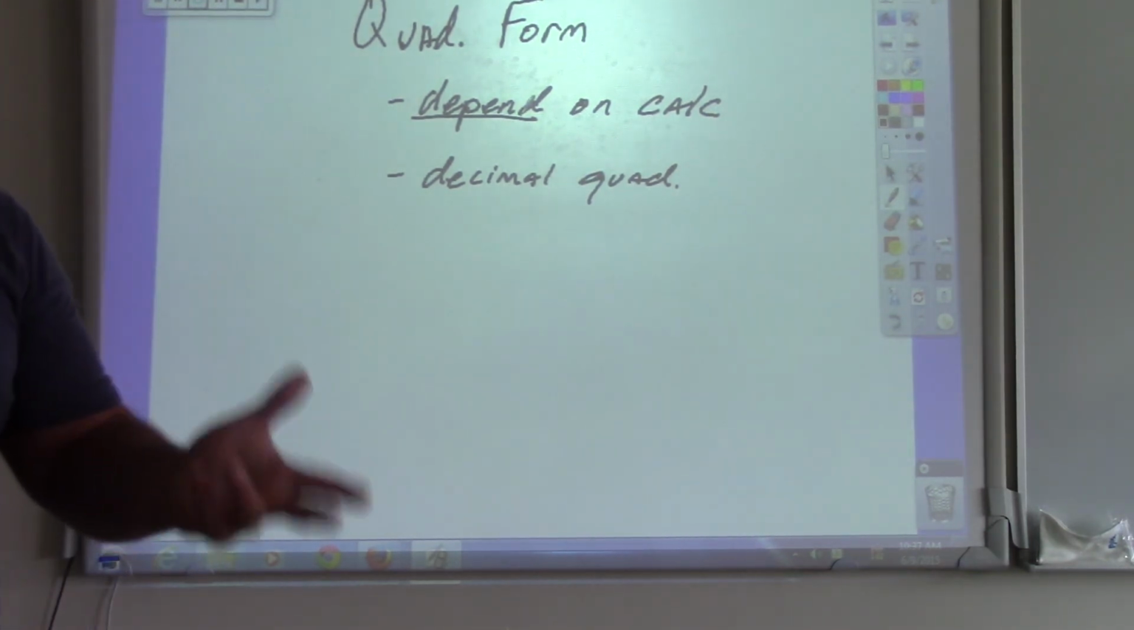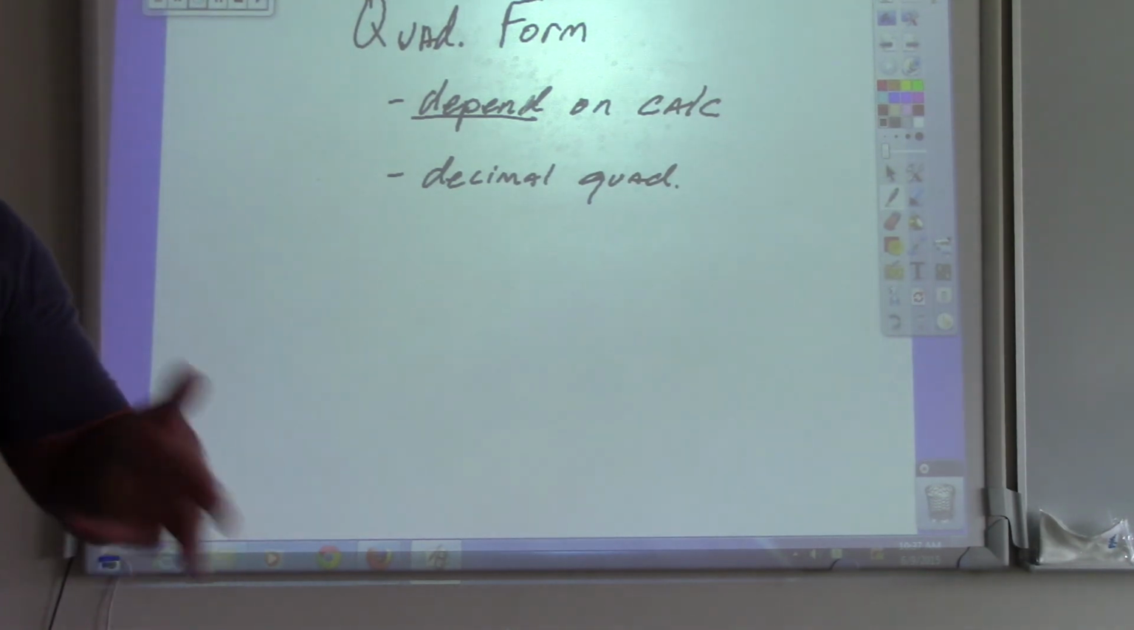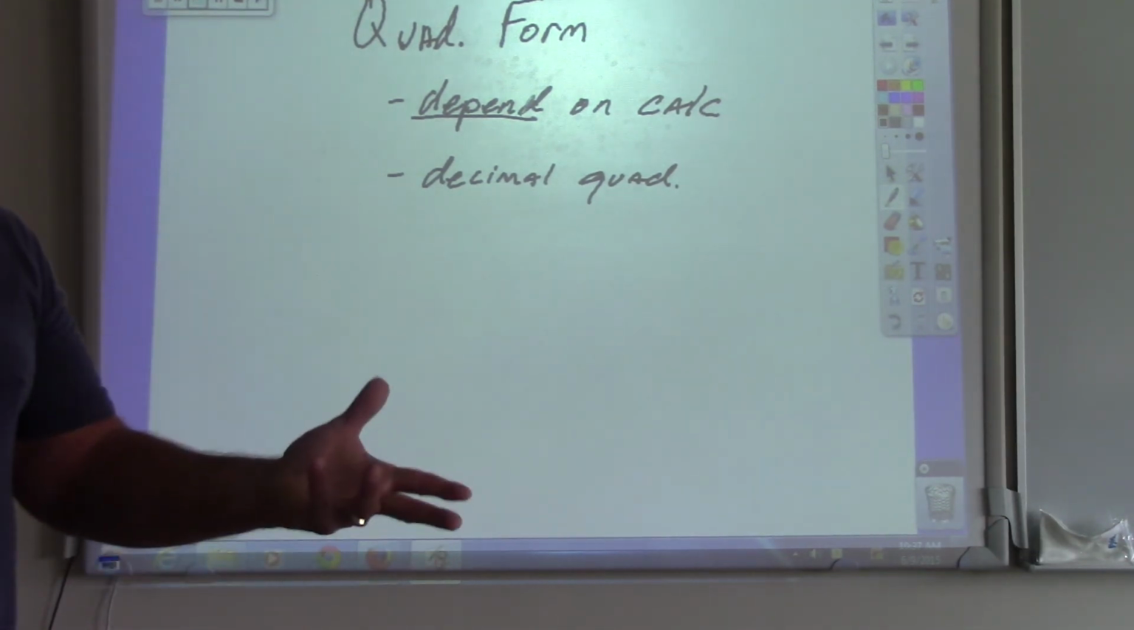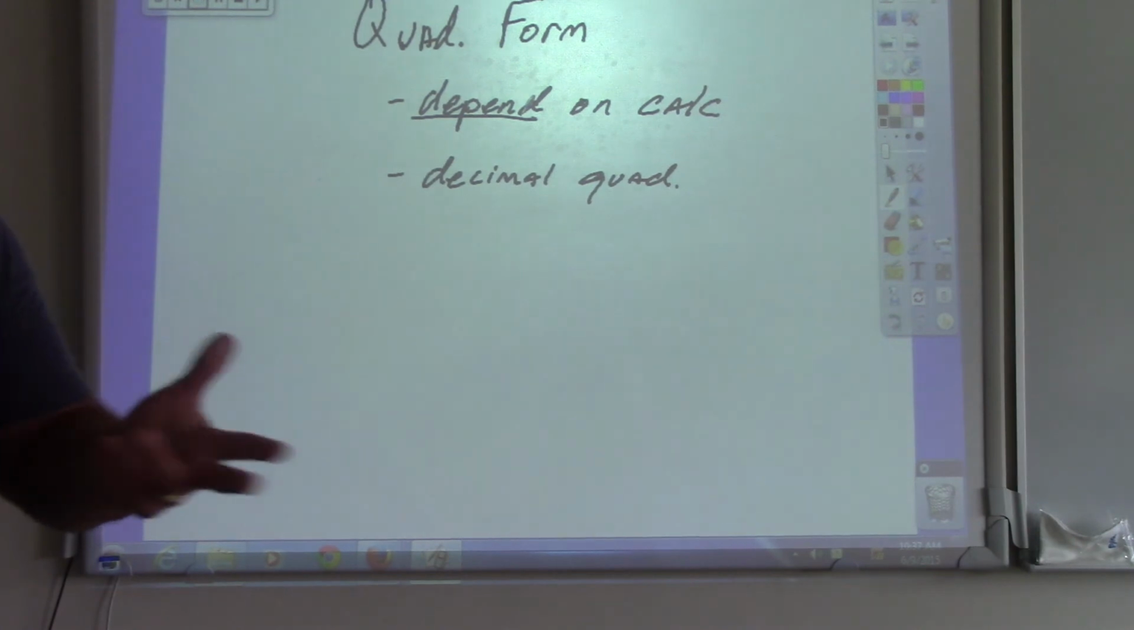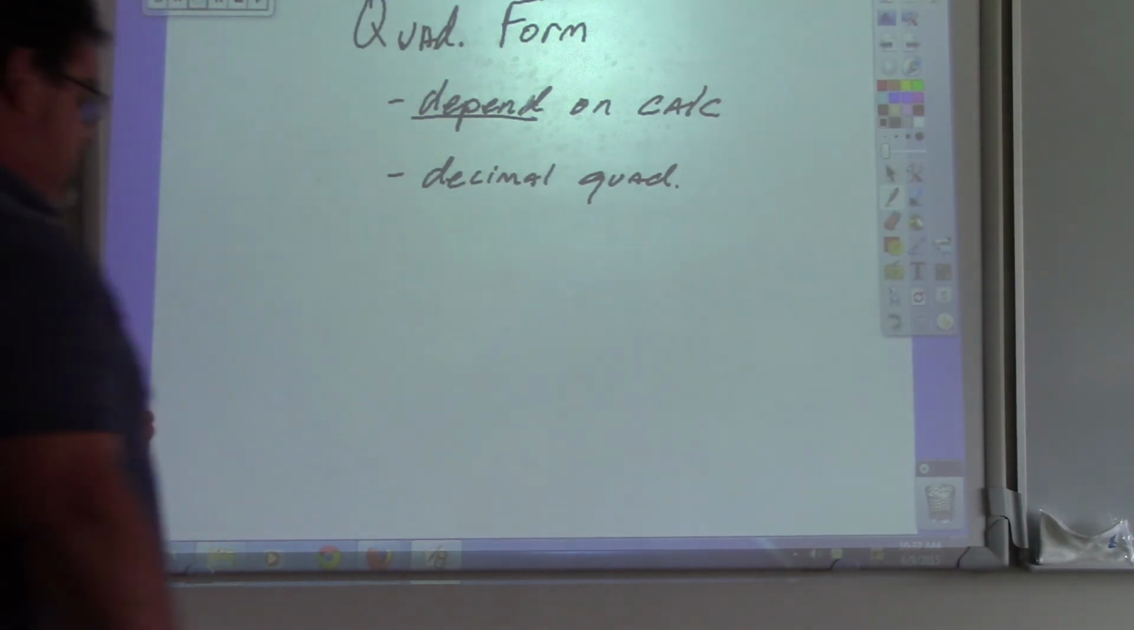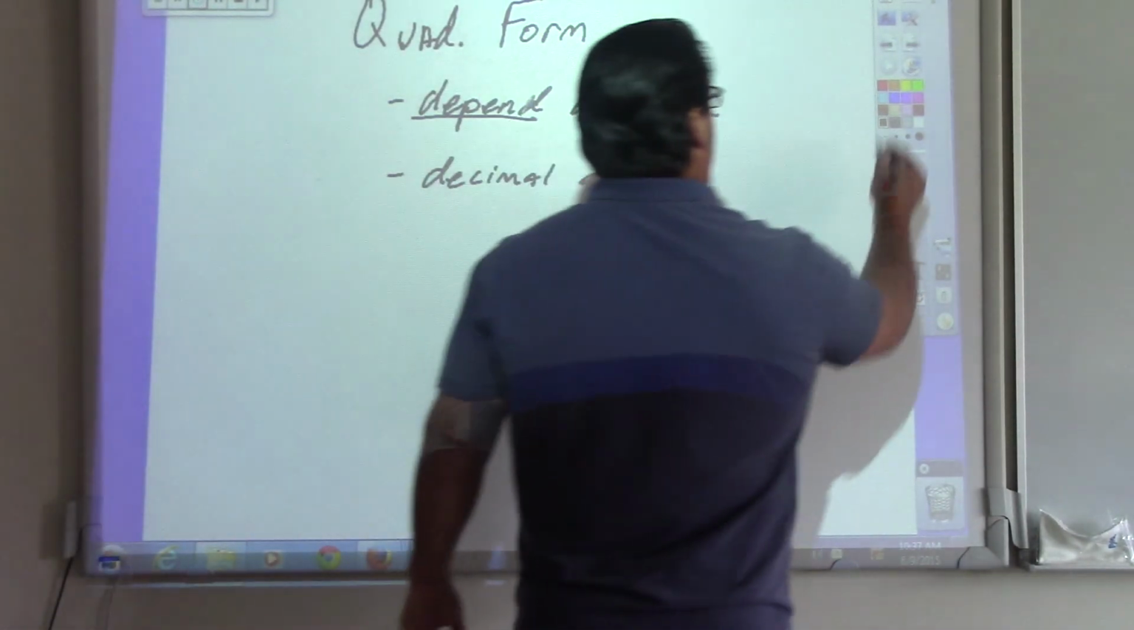You know, 2 plus 4 is 6. 1/2 plus 1/2 is 2/2. You know, that kind of math. So, let's talk about completing the square.